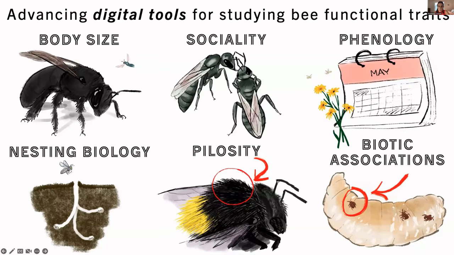So I'll give a couple examples of what we're doing in this area. First, in one of the best studied bee functional traits, which is body size. So if you've ever measured bee body size, chances are you spent a lot of time either wrangling a bee to sit on a microbalance or possibly spending many hours measuring intertegular span under the microscope or an image.